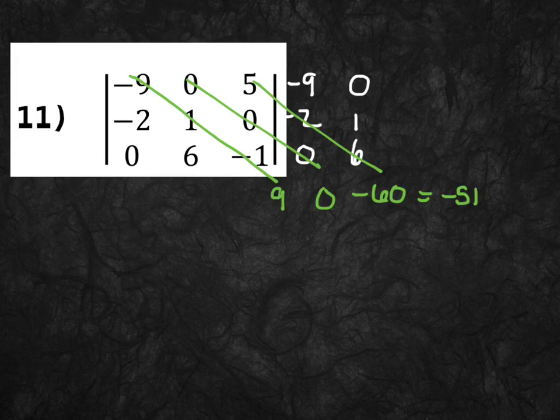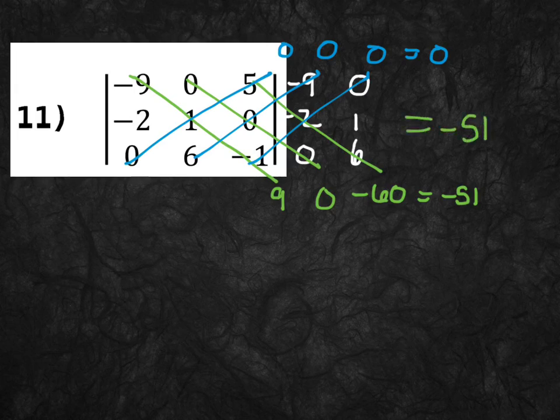Your ups, the first up is 0, next up is 0, and the third up 0. So my ups are 0. So if I do downs minus ups, gives me a grand total of negative 51. And that's my answer.